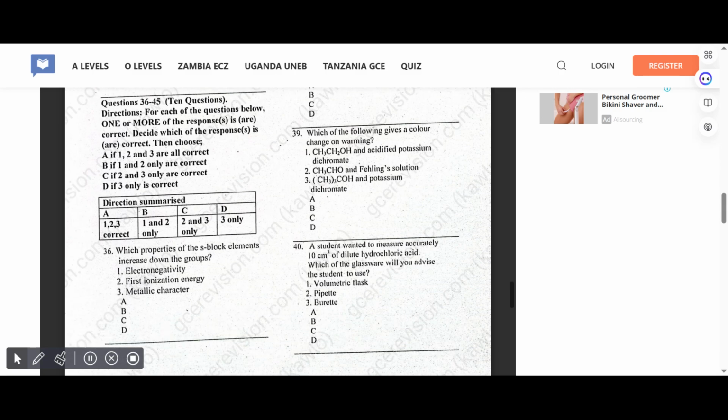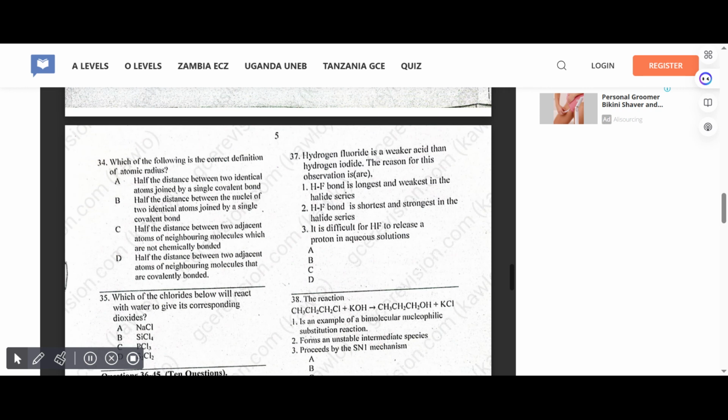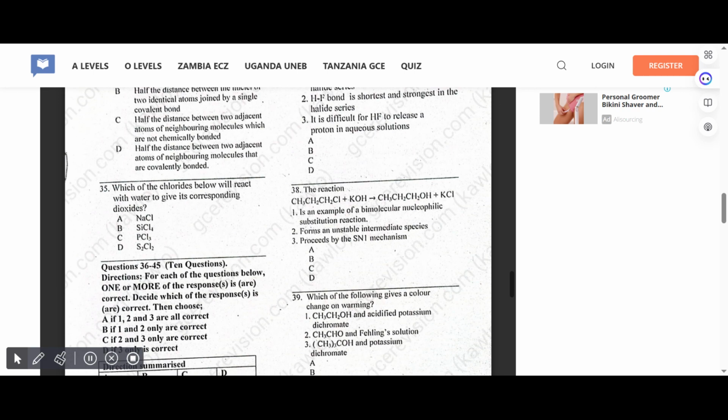Which properties of the s-block elements increase down the groups? So they give us the properties. The correct answer for 36 is D. Hydrogen fluoride is a weaker acid than hydrogen iodide. The reason for this observation is, correct answer for 37 is C. The reaction, the correct answer for 38 is B.